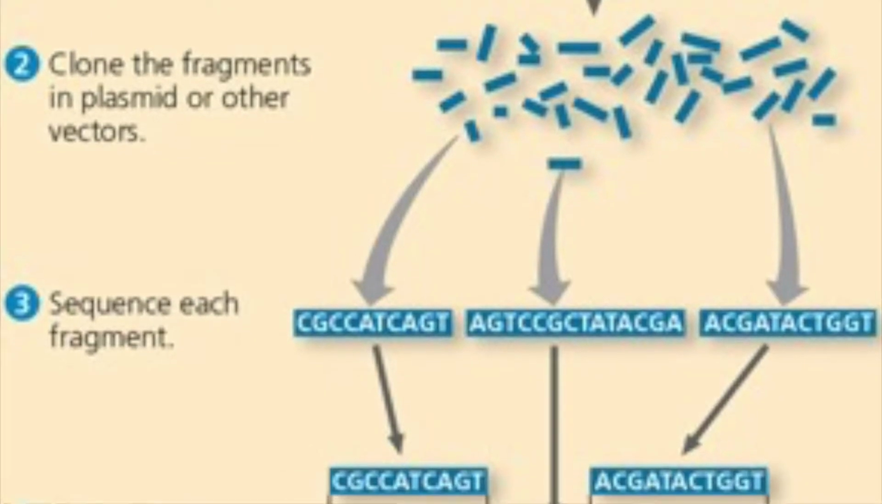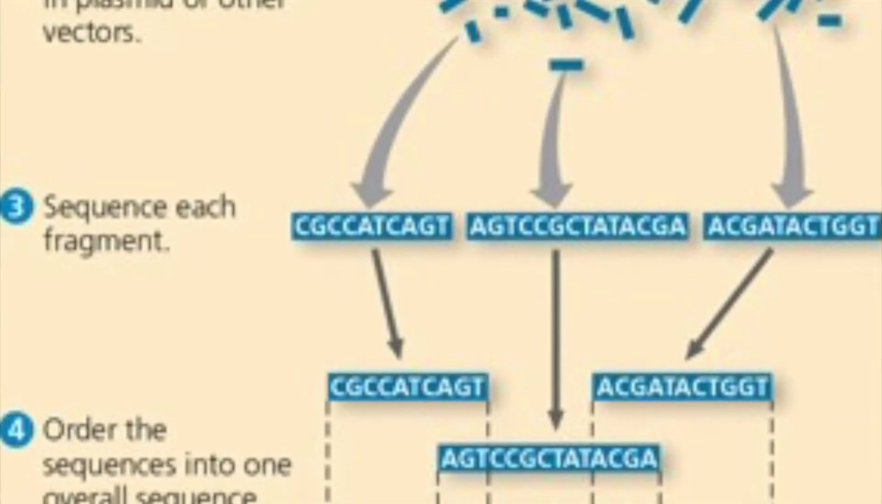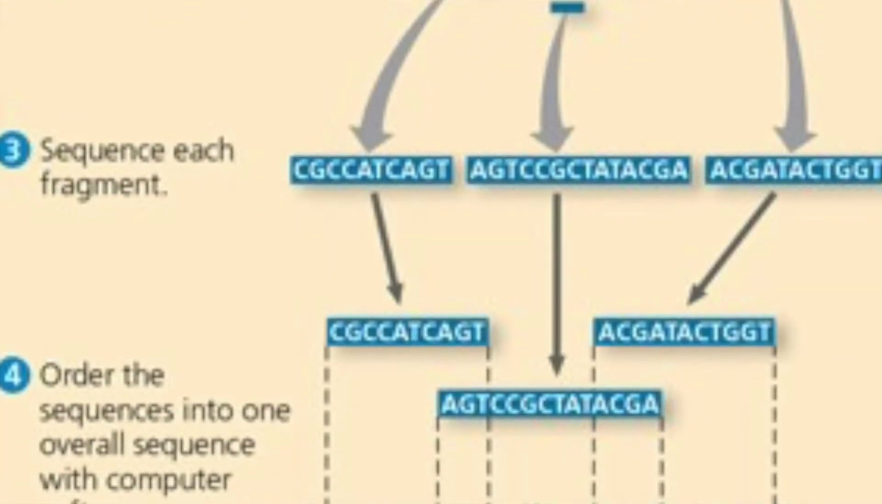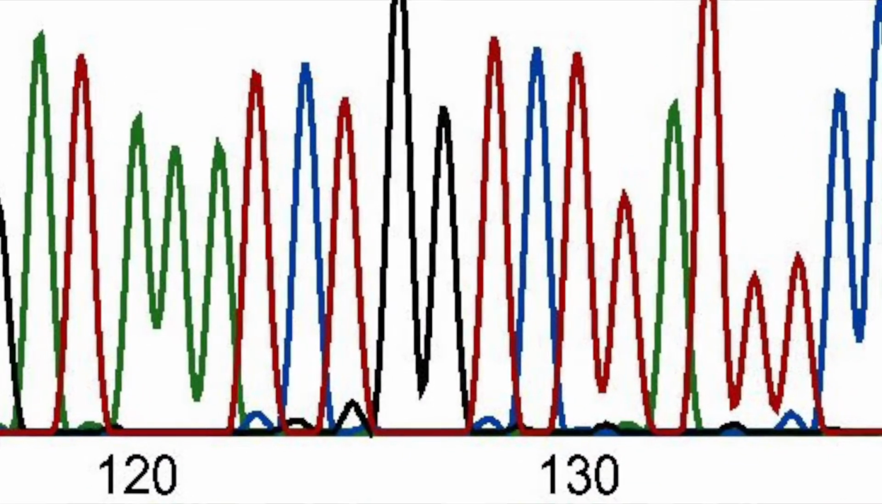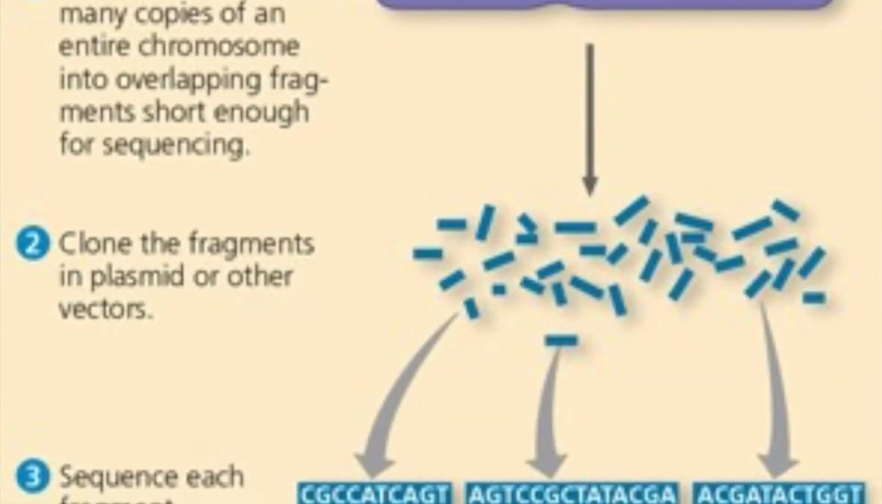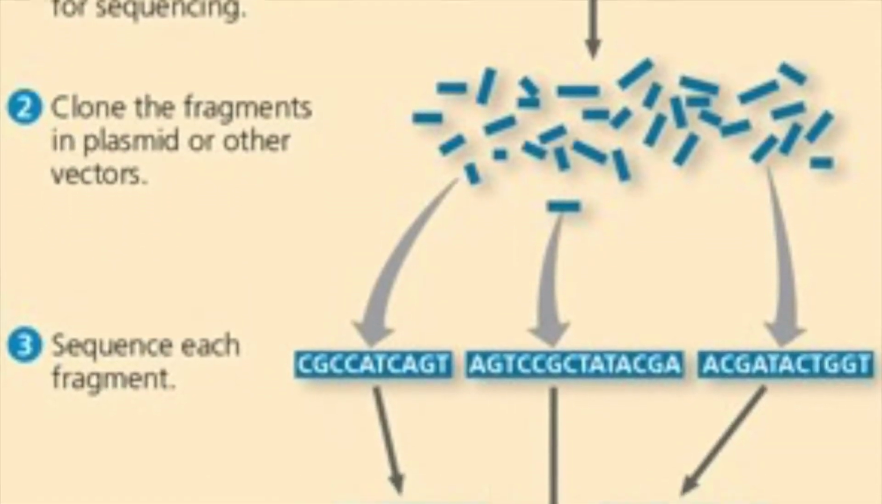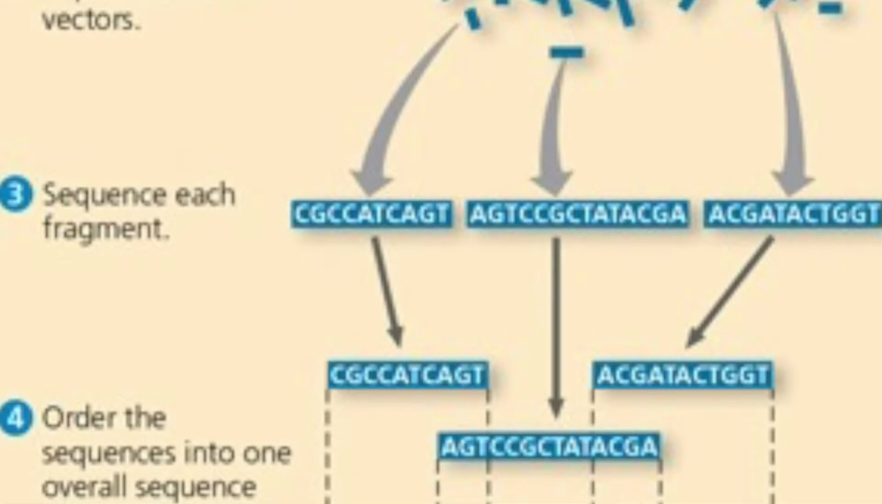First, cut the DNA from many copies of an entire chromosome into overlapping fragments short enough for sequencing. Second, clone fragments into plasmid. Third, sequence each fragment. And fourth, order sequences into one overall sequence with technology.